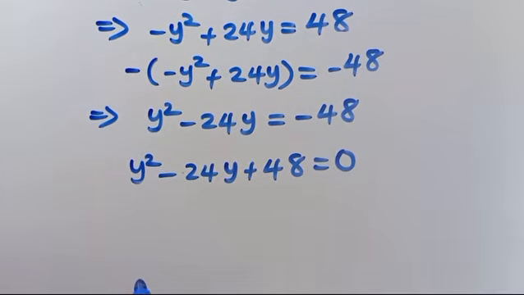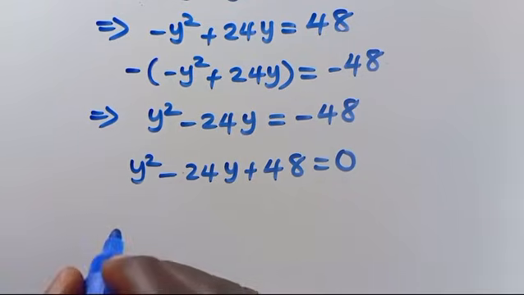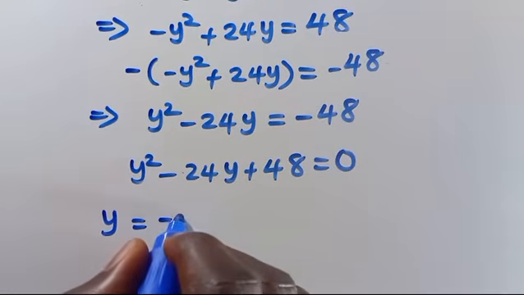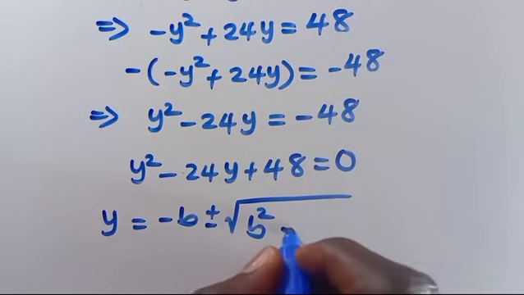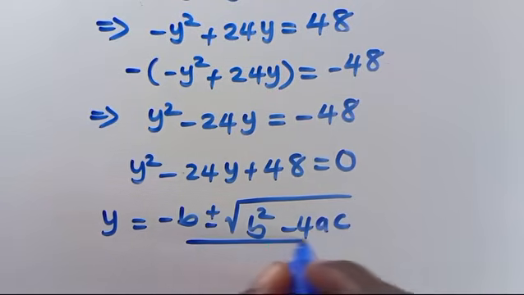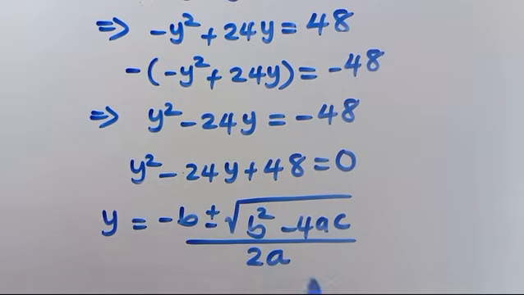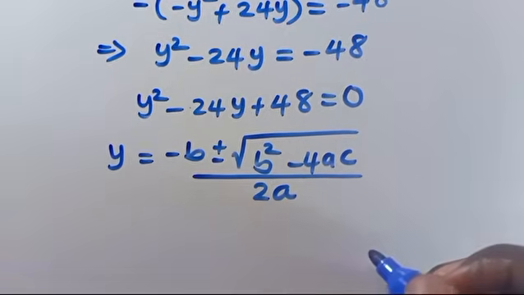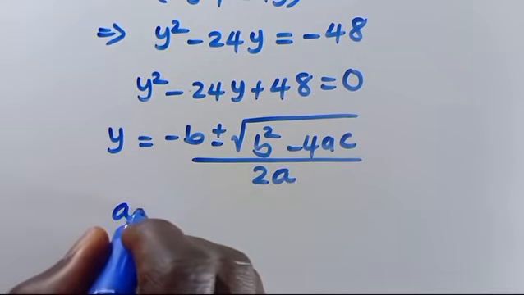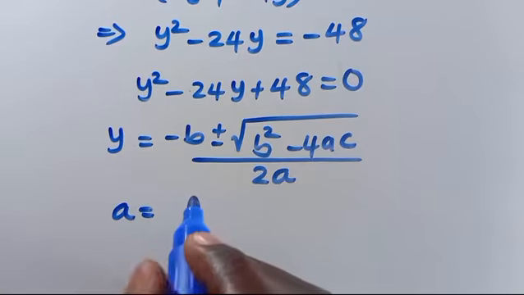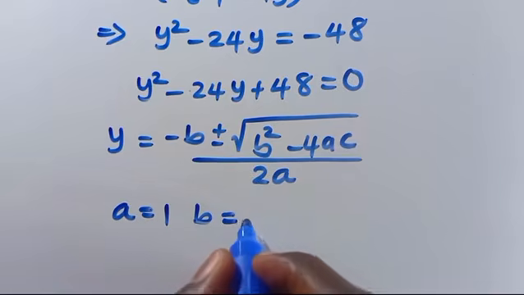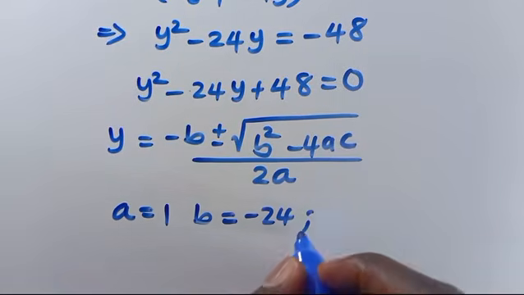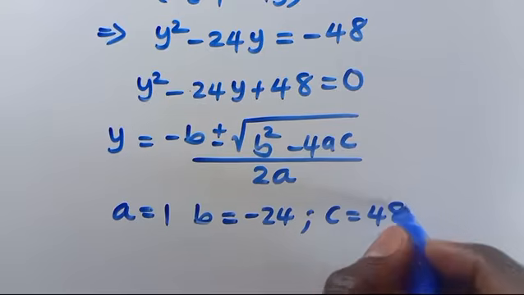So from here we have to use the quadratic formula that says when we have this type of problem, we are going to have y equals minus b, positive or negative, square root of b squared minus 4ac, over 2a, where parameter a is the coefficient of y squared, which is 1, parameter b is the coefficient of y, which is minus 24, and c is the constant, which is 48.